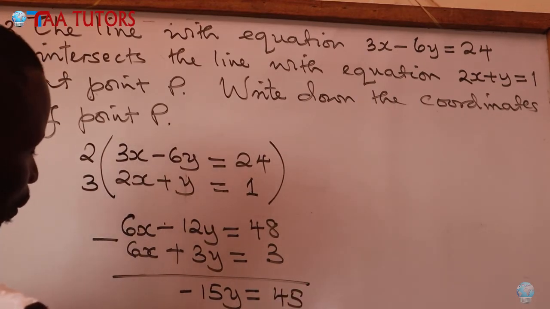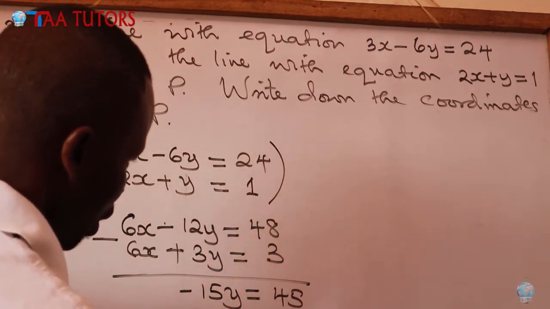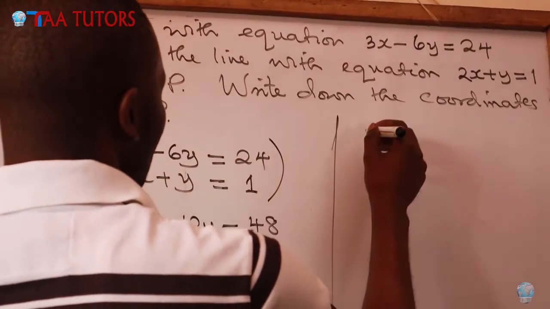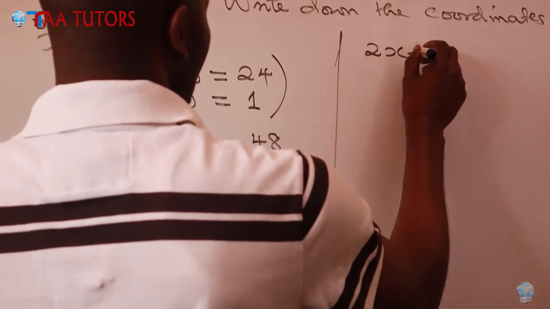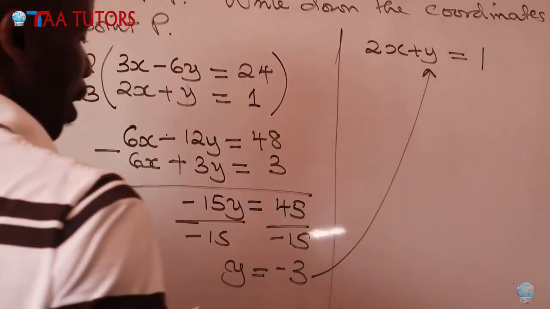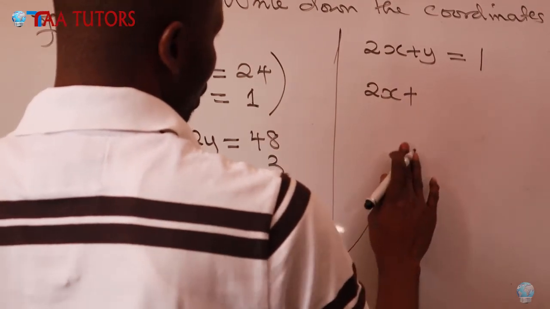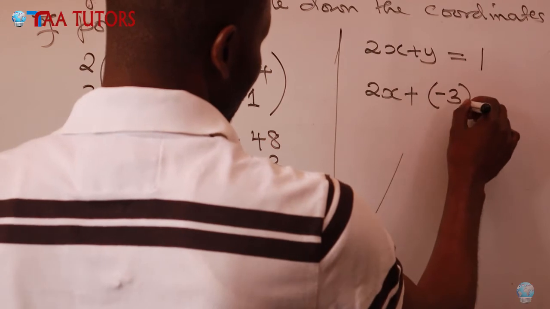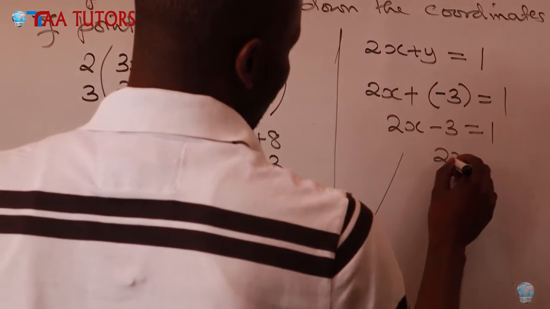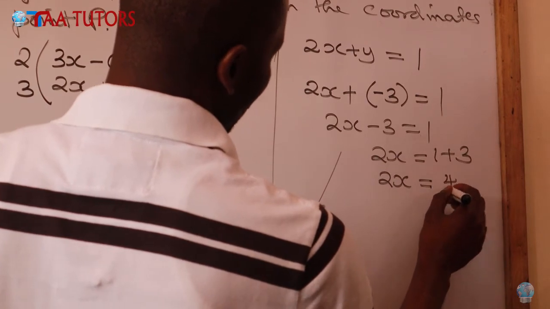So divide by negative 15, y here should be negative 3. So after I get y as negative 3, let me get the value of x. Let me take equation 2, which is 2x plus y equals 1. But I know y is negative 3. So what I'll say is 2x plus negative 3 equals 1. So 2x here minus 3 equals 1. 2x will be 1 plus 3, and 2x will be 4.